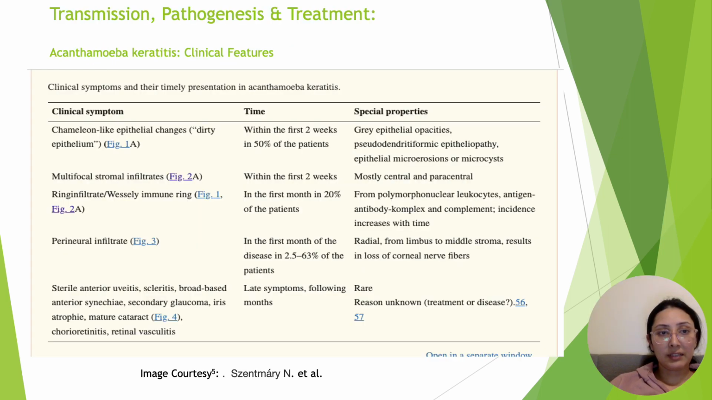So the first clinical feature is a dirty epithelium, which occurs within the first 2 weeks in 50% of patients. Then there will be stromal infiltration within the first 2 weeks, and then there will be ring infiltrates or Wessely immune ring within the first month in 20% of patients. After that, there will be perineural infiltrates in the first month of the disease. And then sterile anterior uveitis, which is the late symptom.